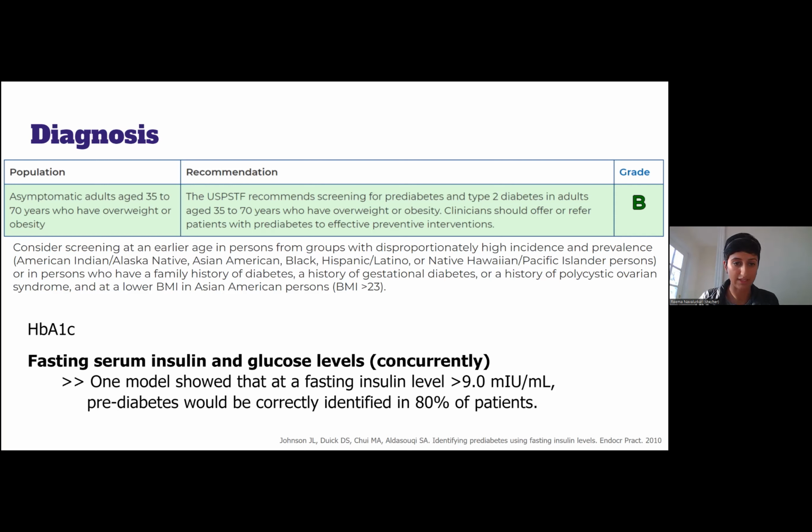I just told you that A1C is not that useful. So what is? Emerging research and more endocrinologists are using A1C secondarily, but the most robust screening test is fasting serum insulin and glucose levels, which you should collect at the same time. One model showed that if you catch people whose fasting insulin levels are greater than 9, then you would catch a good chunk of them.